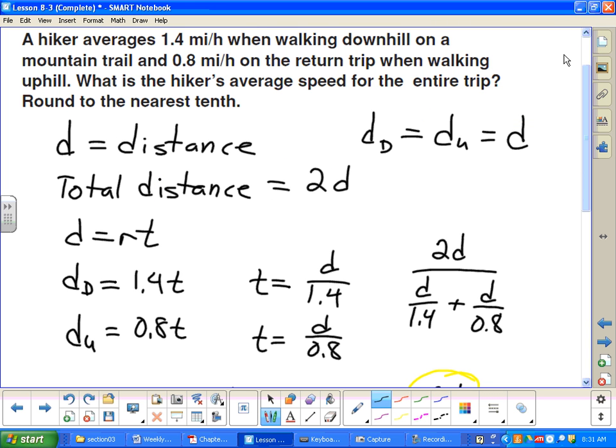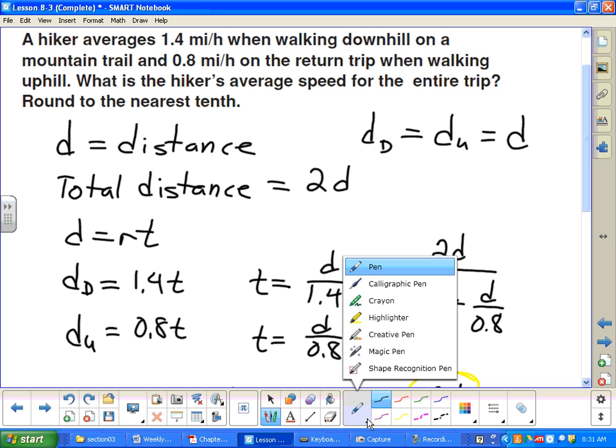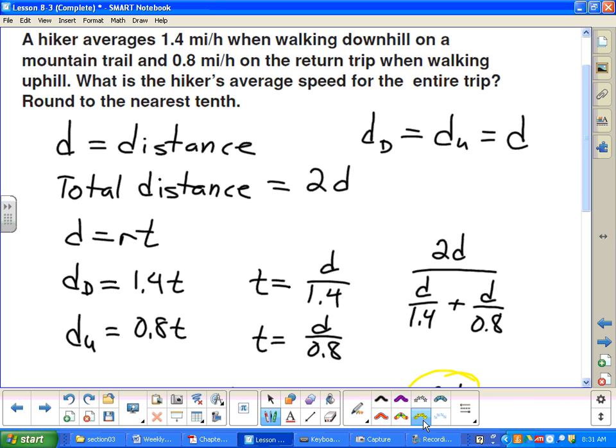So to find this, we had to first of all find the total distance. The distance uphill and the distance downhill represented the same thing. So I could use just d to represent distance because it represents both of them. They're the same. So the total distance of going uphill and downhill was equal to 2d.